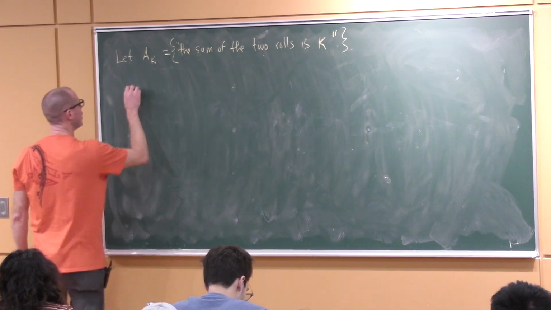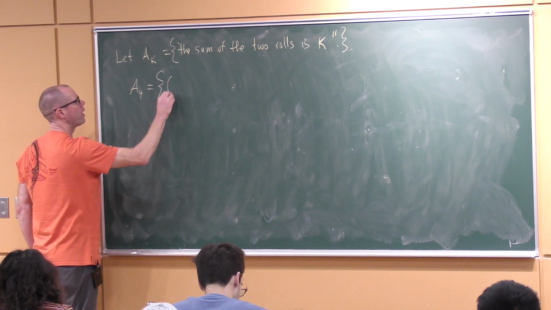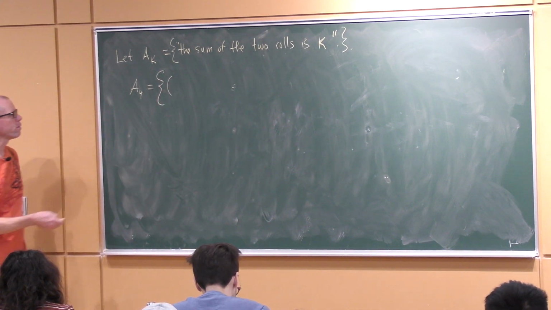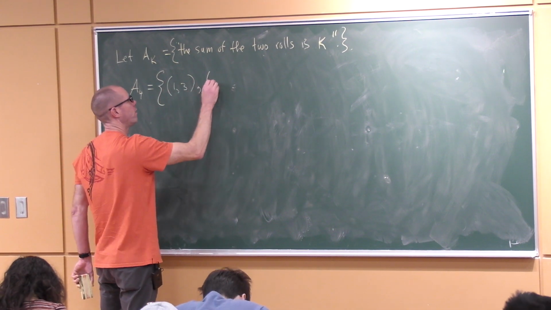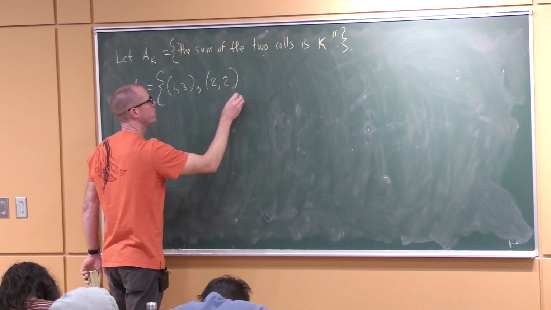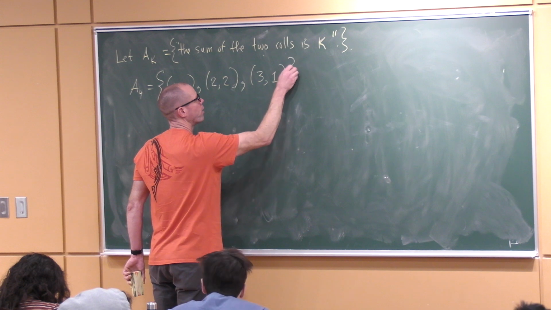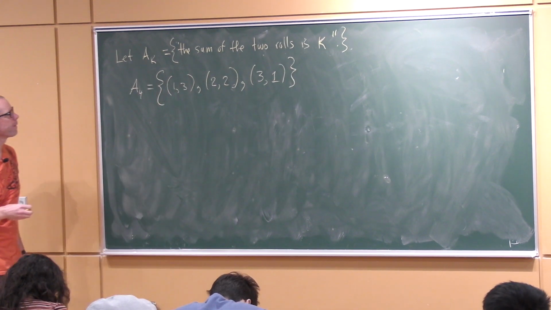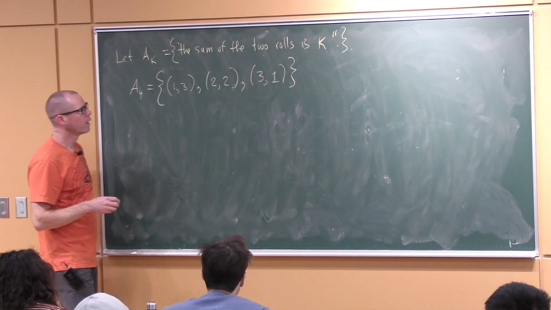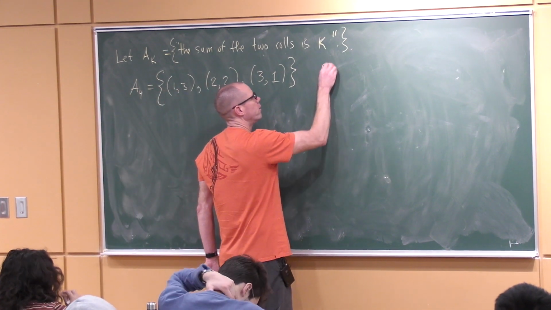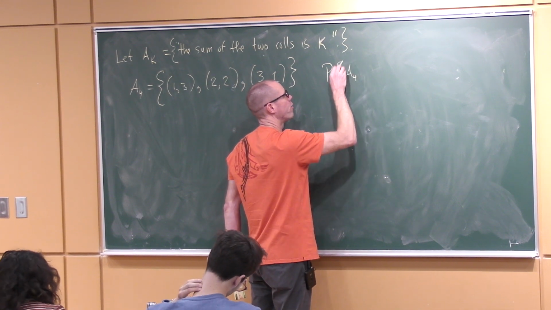For example, that means that for A4, how do I get a 4 when I roll 2 dice? Well, I can roll a 1 and then a 3, or I can roll a 2 and a 2, or I can roll the first one a 3 and the second one a 1.